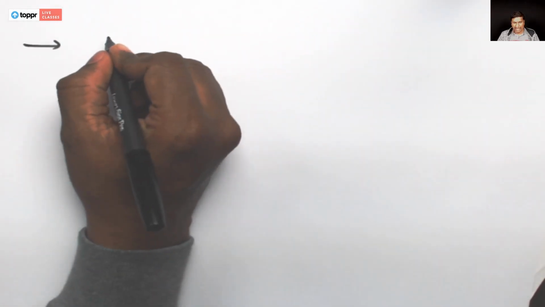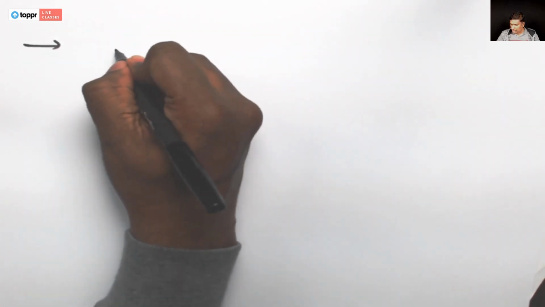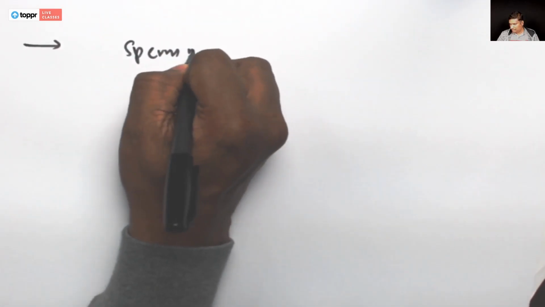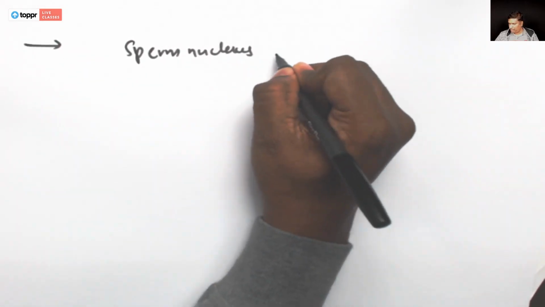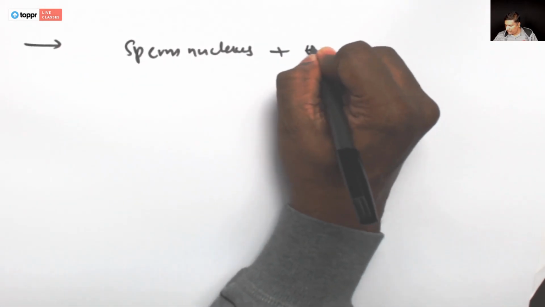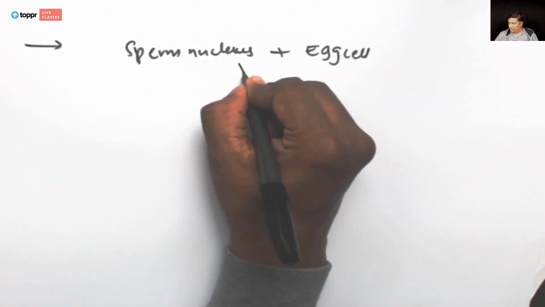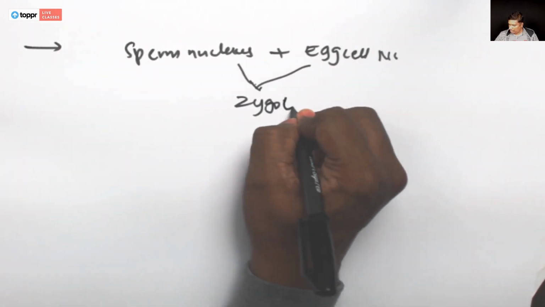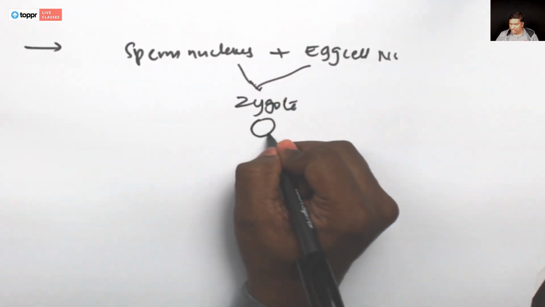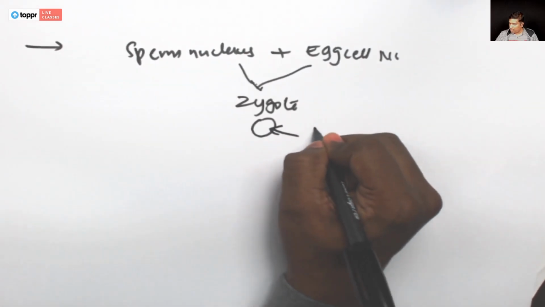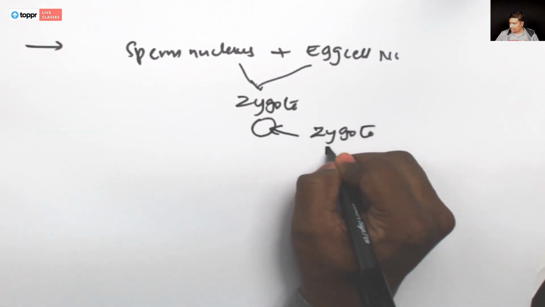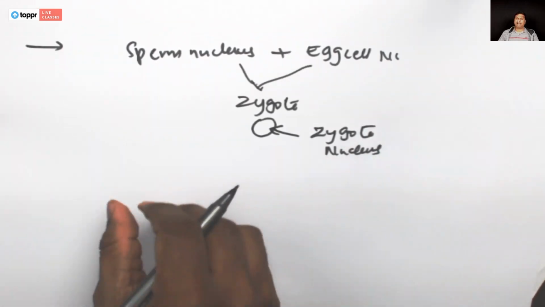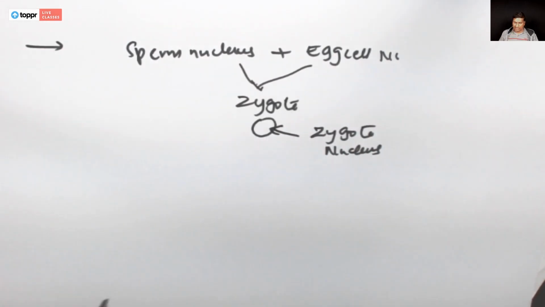Some of the doubts that were put by you: what is the zygote nucleus? Basically you have the sperm nucleus, which is the pollen nucleus, fusing with the egg cell nucleus to form the zygote. So two nuclei come together to form a single nucleus, which is the zygote nucleus. That's the nucleus of the zygote, that's all.